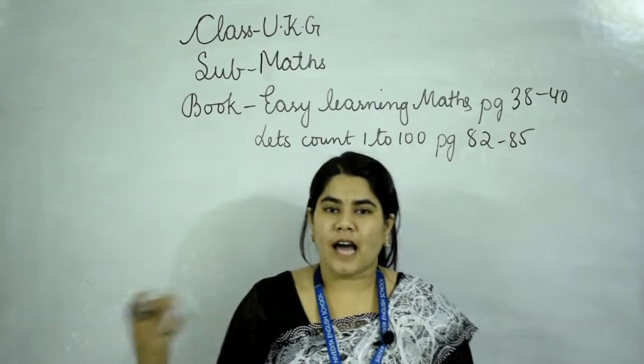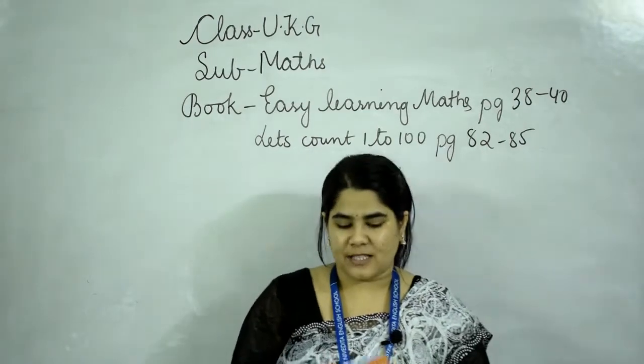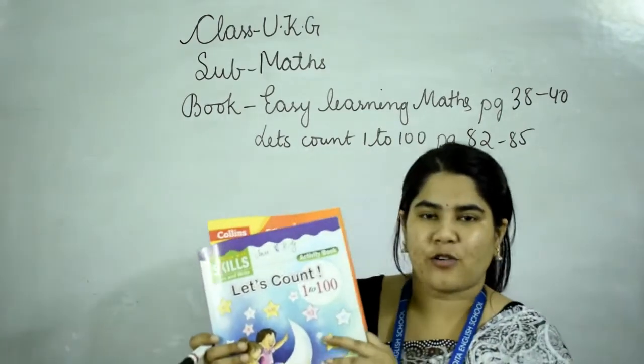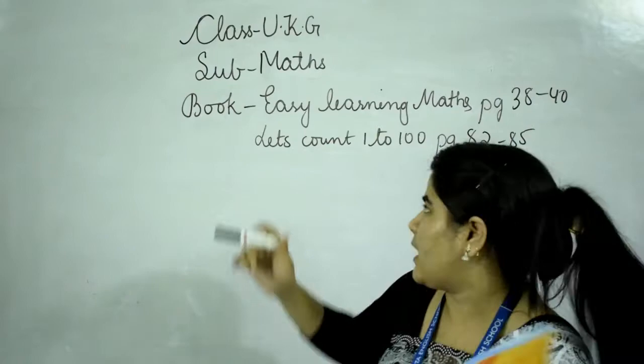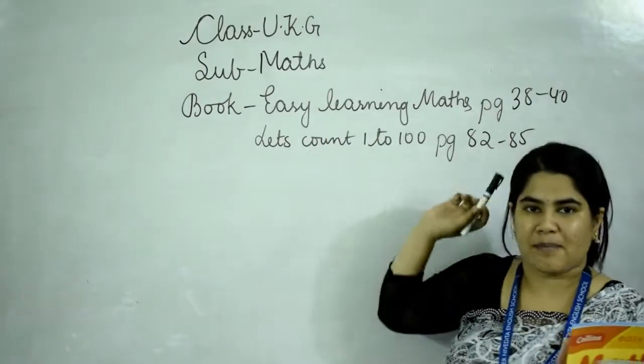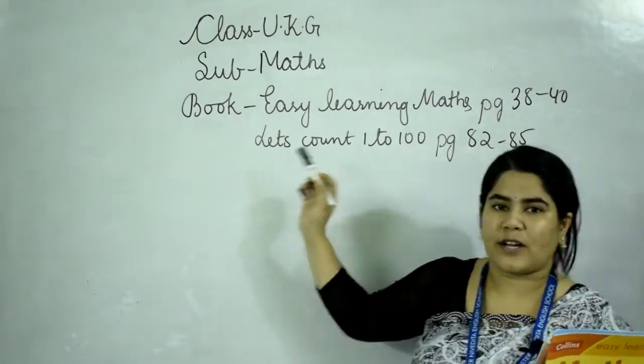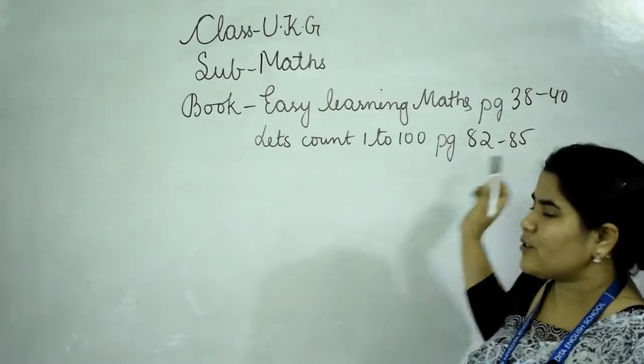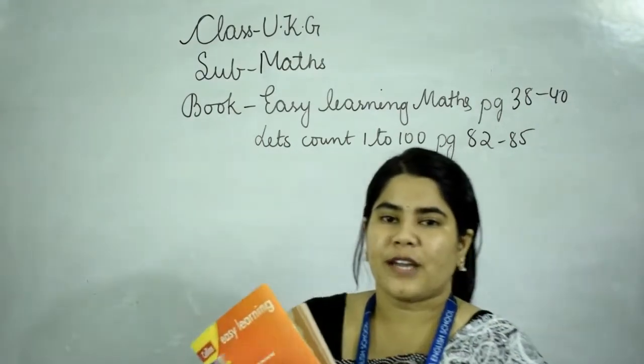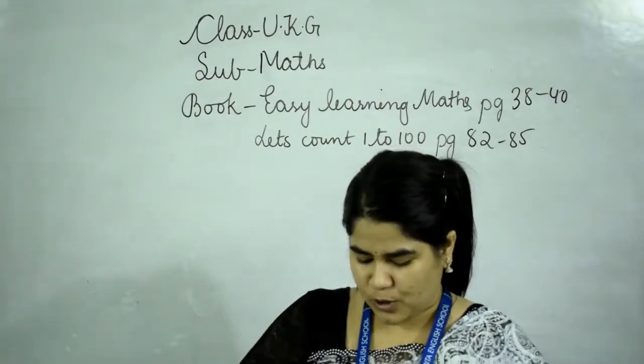So kids, now we are going to start with maths. This is the book that we are going to follow, that is Let's Count 1 to 100 and Easy Learning Maths. First we will do Let's Count 1 to 100, page number 82 to 85. If you open to page number 82, you will get the numbers.